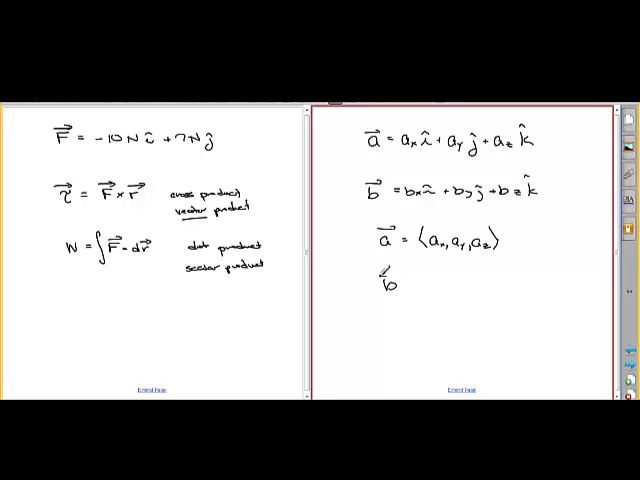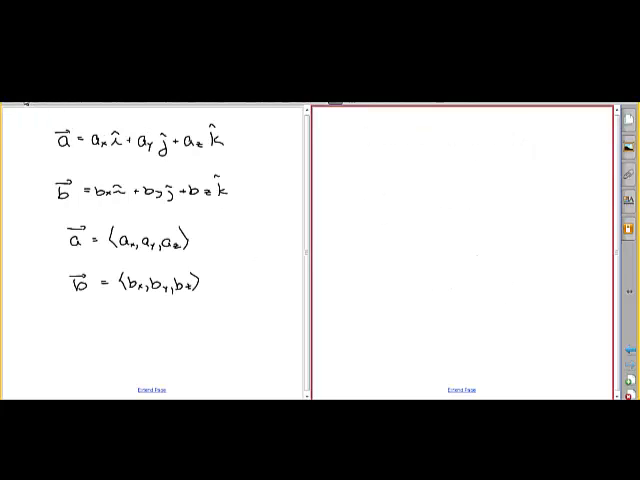So it's kind of like a Cartesian pair kind of thing, but it's not a point in space, it's a vector. And you can have the same thing here happening with your vector B. Okay, so how do you find the cross product? Well, we use something that we learned in pre-calculus.